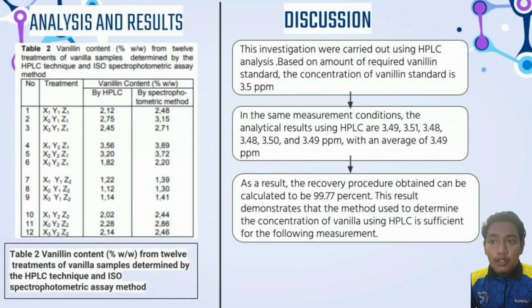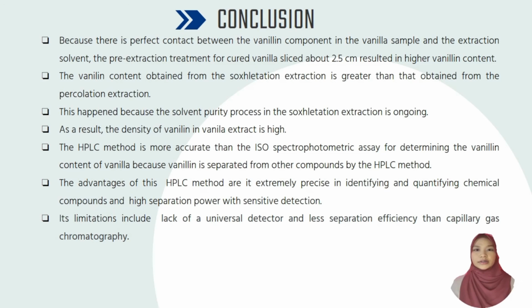This result demonstrates that the method used to determine the concentration of vanillin using HPLC is sufficient for the following measurement. Because there is perfect contact between the vanillin component in the vanilla sample and the extraction solvent, the pre-extraction treatment for cured vanilla sliced about 2.5 cm resulted in higher vanillin content. The vanillin content obtained from the Soxhlet extraction is greater than that obtained from the percolation extraction. This happened because the solvent purification process in the Soxhlet extraction is ongoing. As a result, the density of vanillin in the vanilla extract is high.